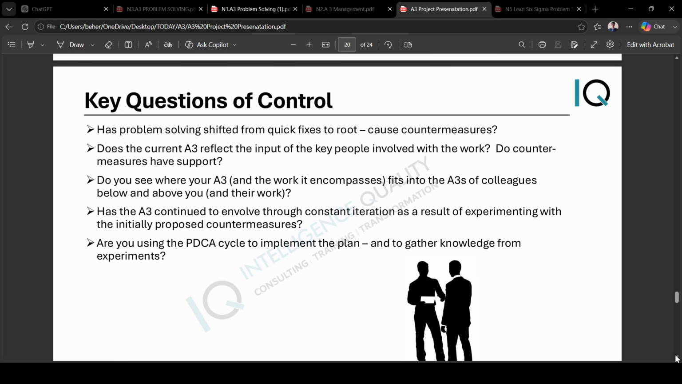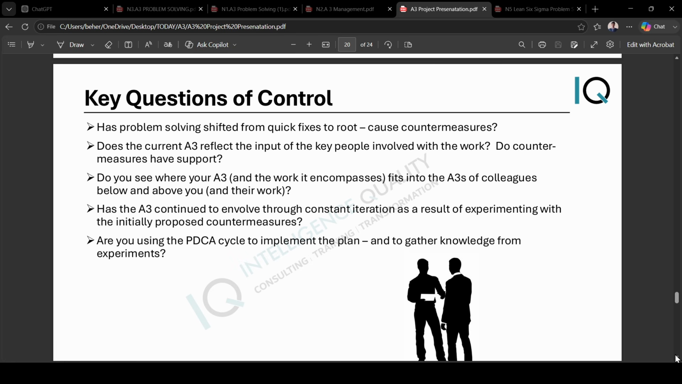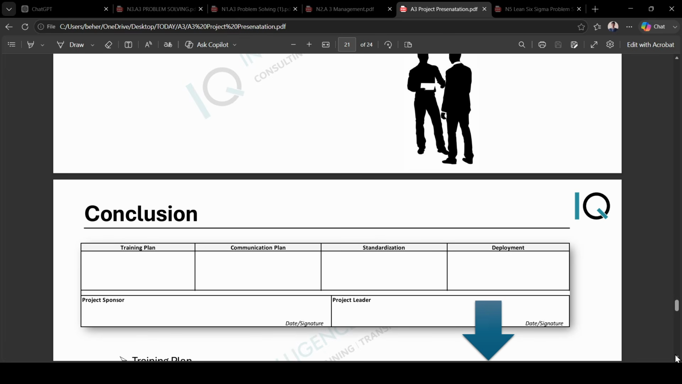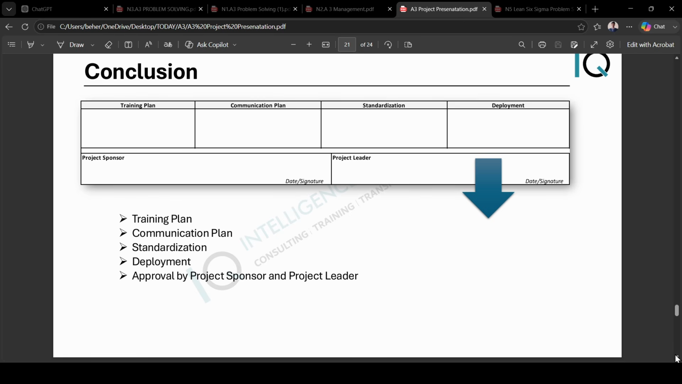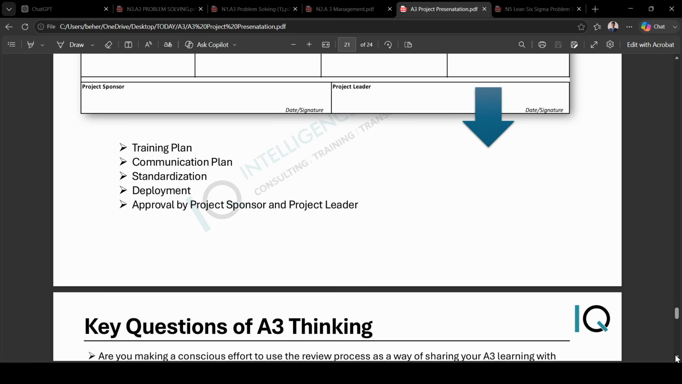Do countermeasures have support? Do you see where the A3 and the work it encompasses fit to the A3 of the colleagues below and above your work? As the A3 continues to evolve through consistent iteration and results, experiment with the initially proposed countermeasures. Are you using the PDCA cycle to implement the plan and gather knowledge from experiment? Conclusion. So this is the training plan, communication plan, standardization, deployment, approval by project sponsor or project leader.